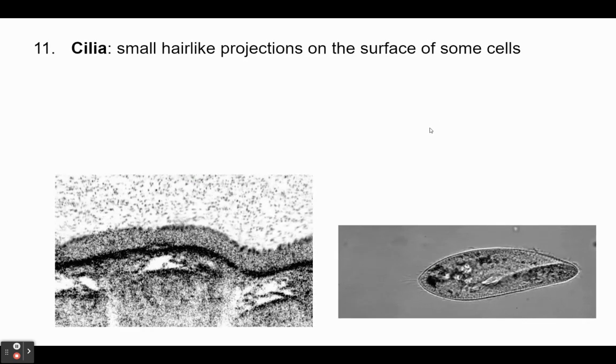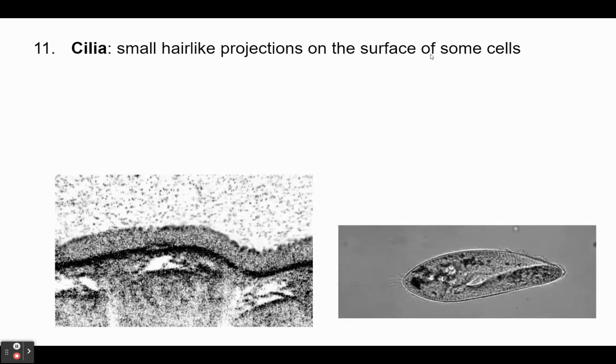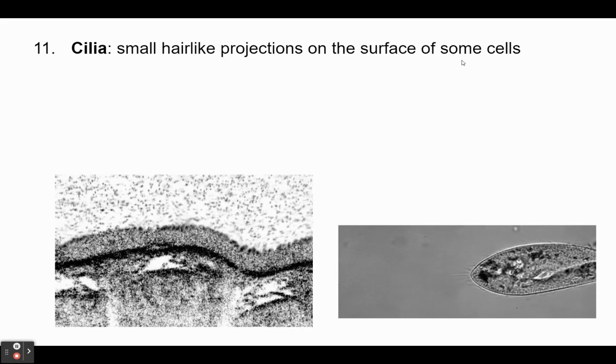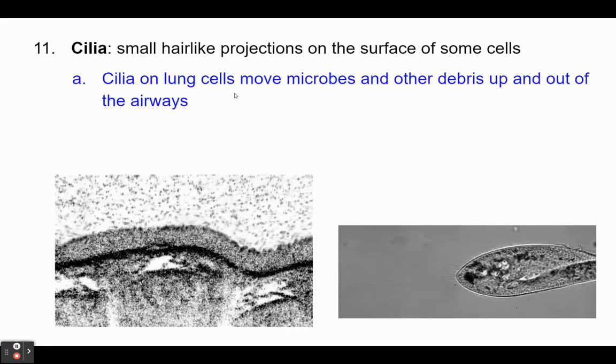Our 11th structure is cilia. These are small hair-like projections on the surface of some cells. Not all cells have cilia. This is a specialized structure. This is in blue, it's optional.